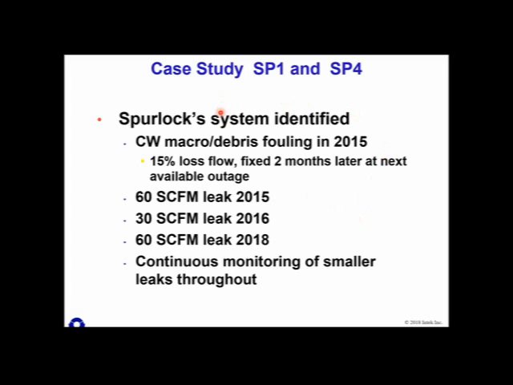And so this one system over the last 3 years was able to identify 4 different significant problems. The first one being the macro fouling, the debris fouling in 2015. There were other high air in-leakage time periods in 2015 and 16, and then I just went over the case study in 2018.